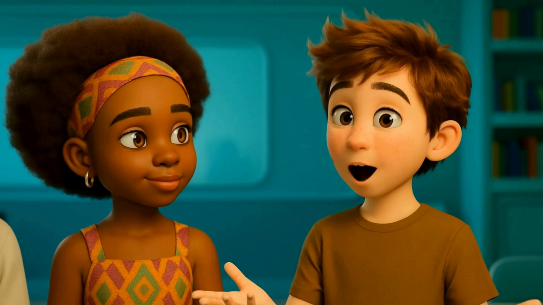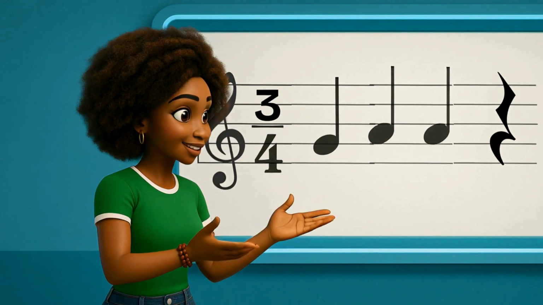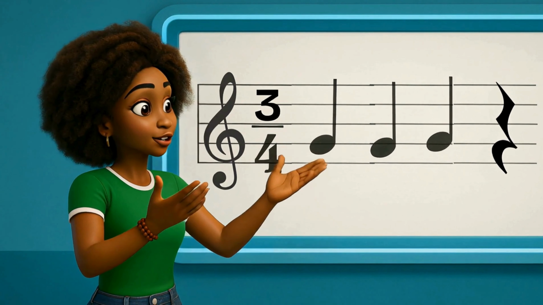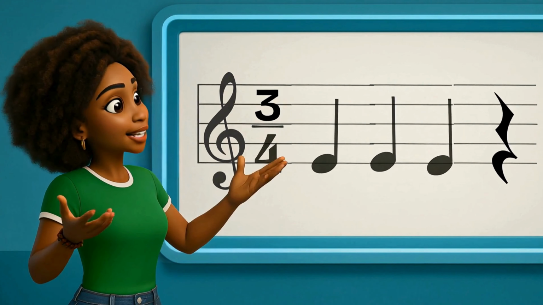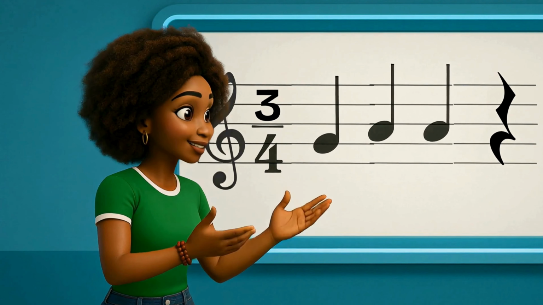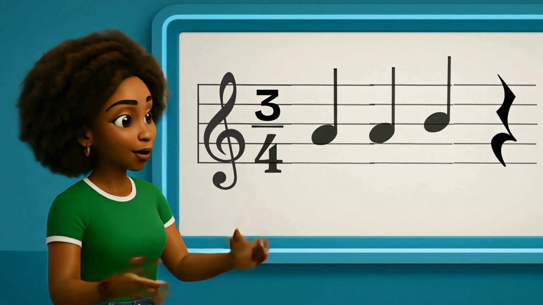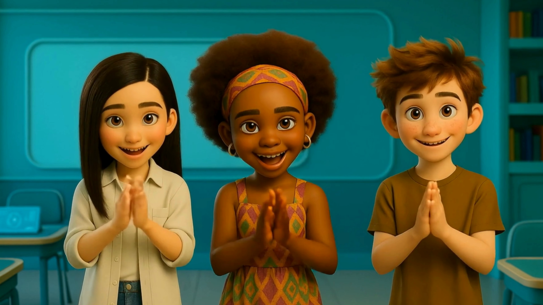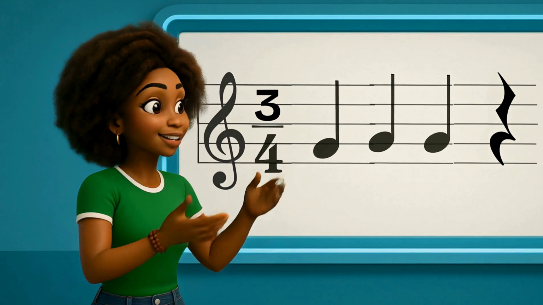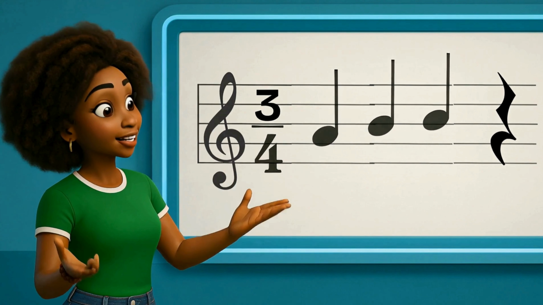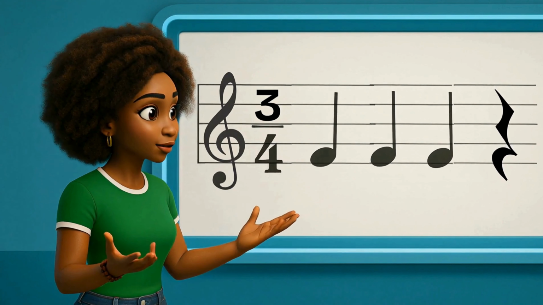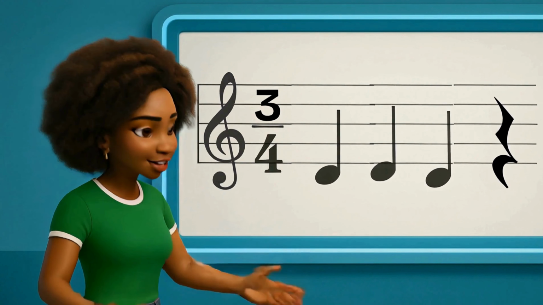Simple, right? Now, let's make this musical. In music, each bar or measure usually holds 4 beats. Each quarter note gets 1 beat. So, if we clap or play for 3 beats, and the 4th beat is silent, we've just performed 3/4 of the bar, just like our proper fraction.